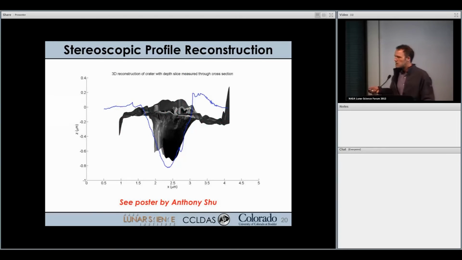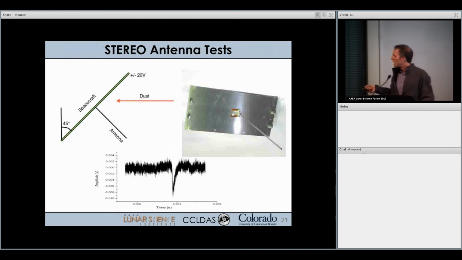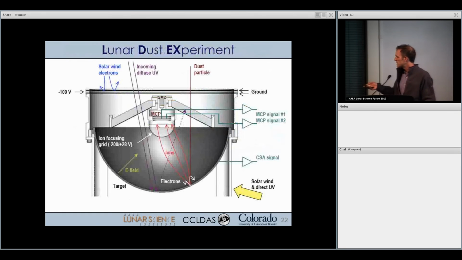We can back out the geometry. We don't need to, uh-oh, now I've got it. Can you help me get the slide back up? There we go. We don't need to actually dig into the crater completely to back out the geometry.